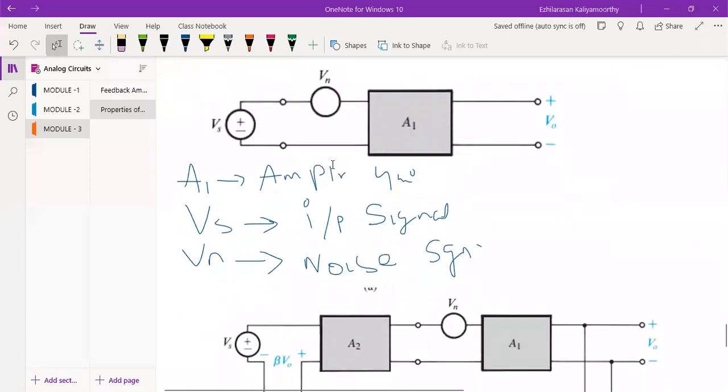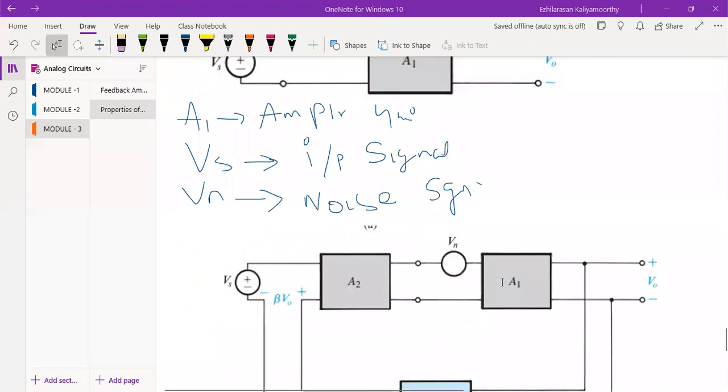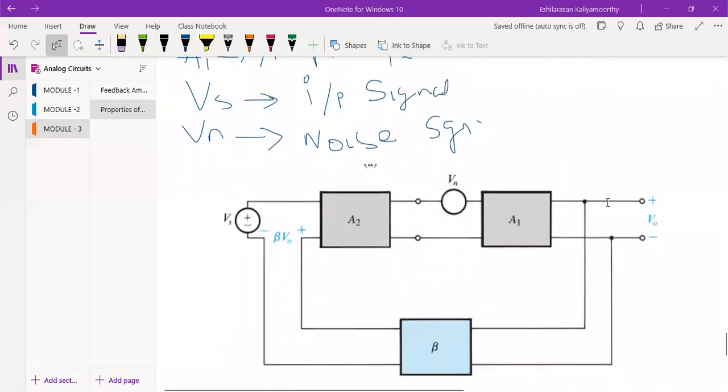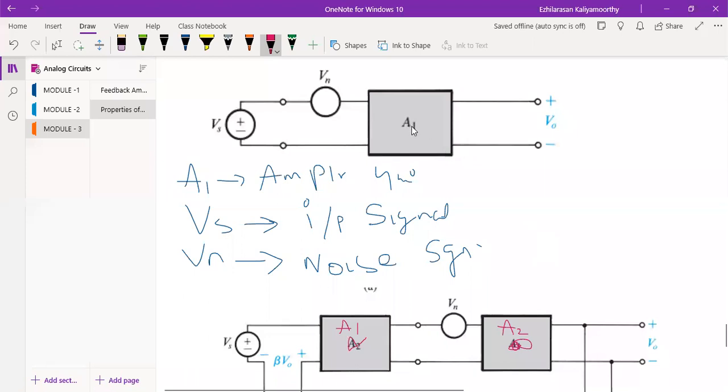Now let us assume the amplifier suffers from the noise. That is this one. Okay, A1, A2 here. So what I will do, let me redo this. Instead of this, I'll do like this. This is A1, this is A2. I make an example. You can do A1, A2, anything you can do. Just think of it like A2.